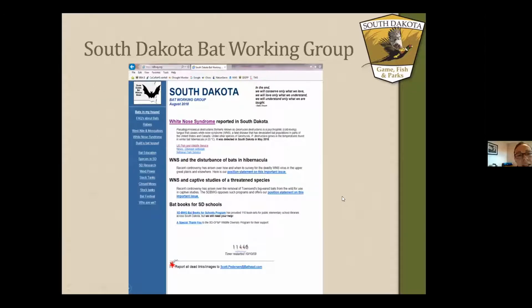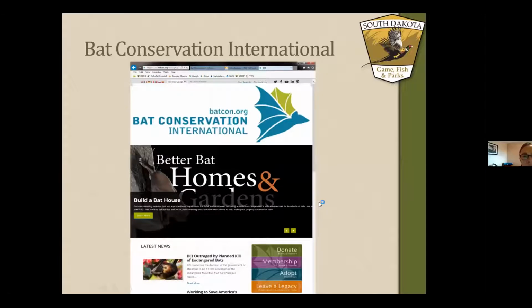And a few places to go if you wanted more information about bats: the South Dakota Bat Working Group, a small group of bat biologists that live and work in South Dakota, and almost anything you'd want to know about bats is on this website. If you just Google South Dakota Bat Working Group, it'll take you to this website. And then also, I mentioned Bat Conservation International. This is also a really good clearinghouse of information about bats and a variety of bat-related topics.